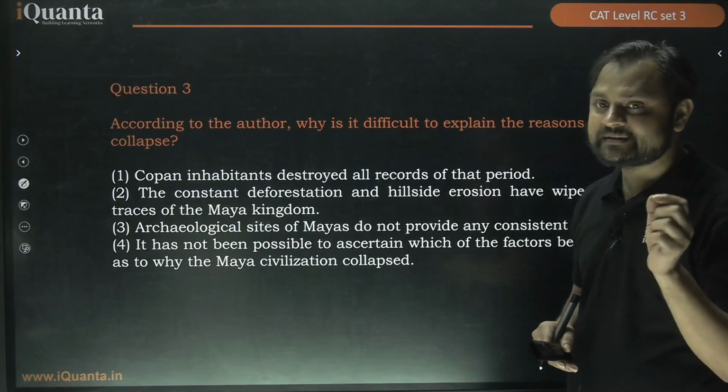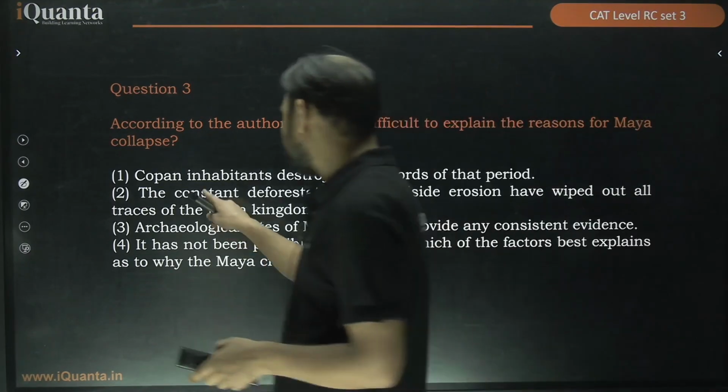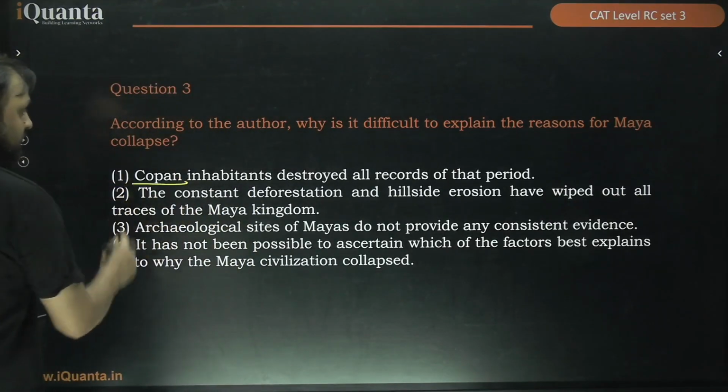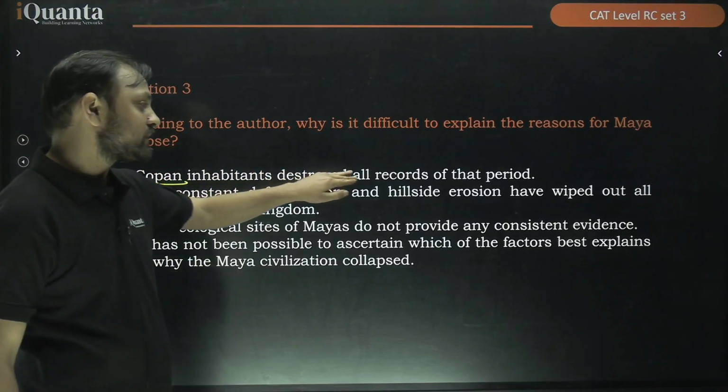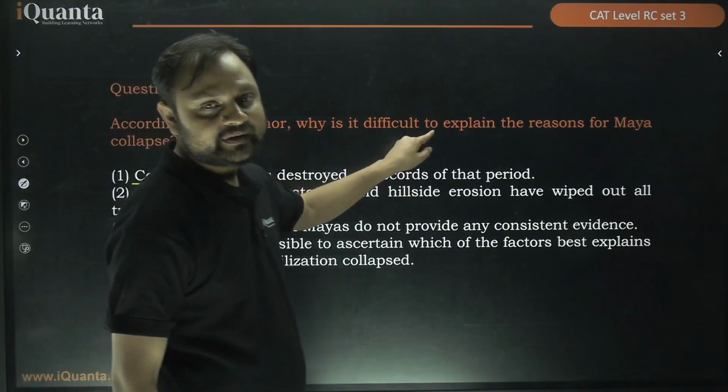So, what makes this very difficult? Because Köppen inhabitants, you find this word in the last paragraph of the passage. So, because Köppen inhabitants destroyed all records of that period, has it been given anywhere in the passage?